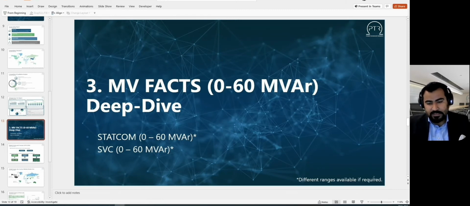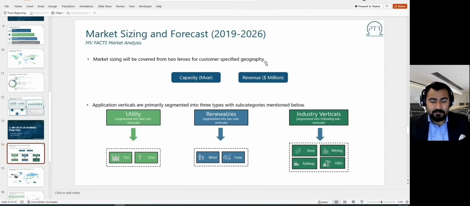Lastly, the MV FACTS deep dive into 0 to 60 MVAR, which is available off the shelf. But of course, different ranges are available to align with your product offering. And then, of course, we segment the market into STATCOMs and SVCs here as well. From a market sizing perspective, we're looking at the capacity, of course, MVARs, and then also the dollar revenue. But the unique thing of this analysis compared to the overall TAM analysis is that for these low size FACTS devices, we're also looking into further segmentations by application vertical as they get installed across different industries.